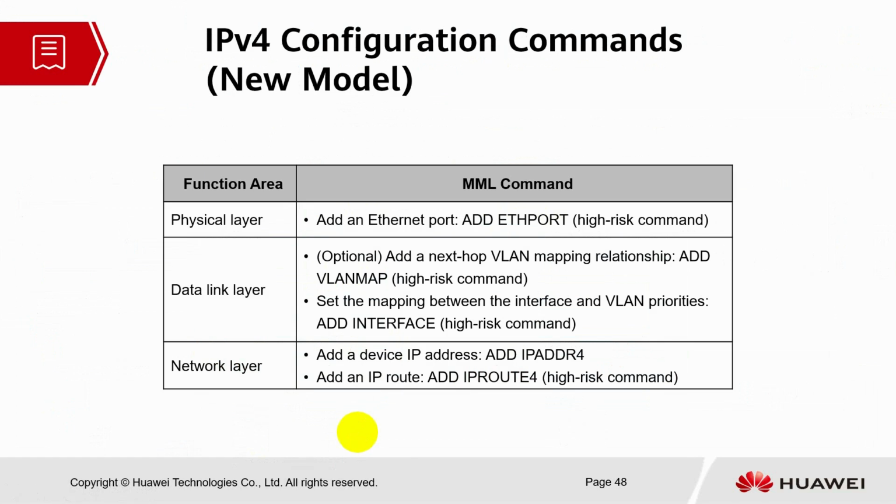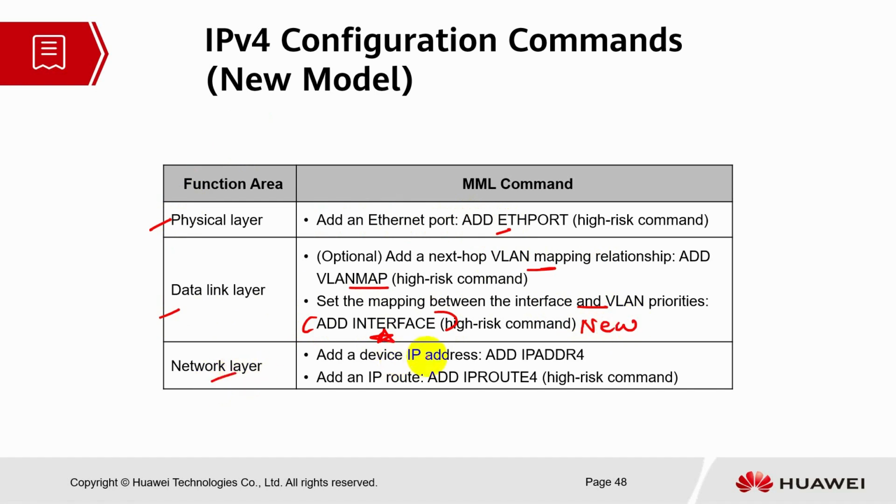So let's look into the IPv4 configuration commands for the new model. Earlier we looked into the old model, now we move into the new model. The new model is also divided into layers. In the physical layer, the ETH port is the same. In the data link layer, we have the VLAN map. Let's look into the VLAN map later. It's also the same, but there is a new one here, add interface. This is to map the interface and the VLAN priority. So this is actually a new command.